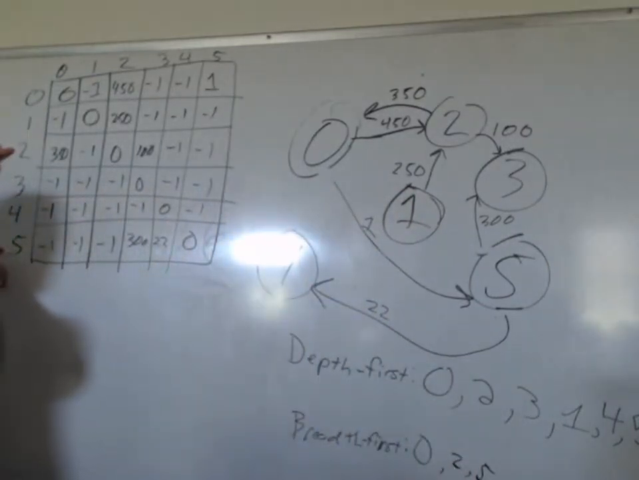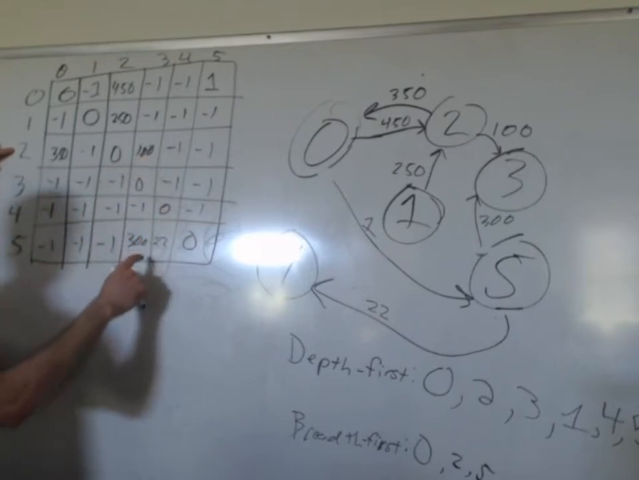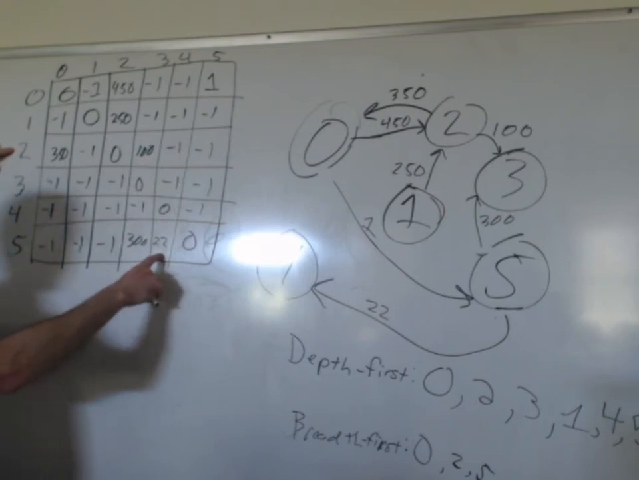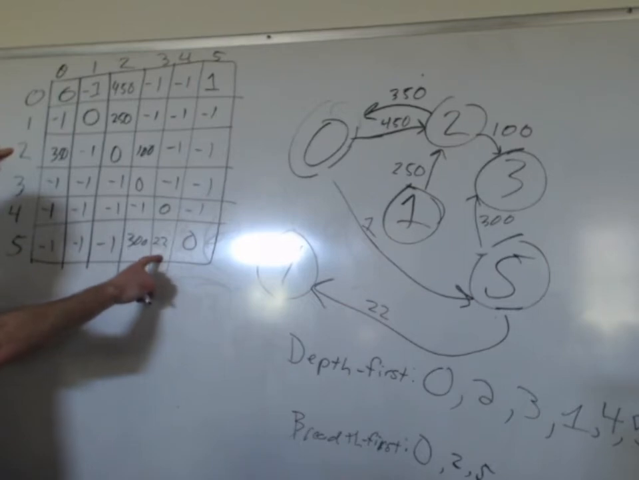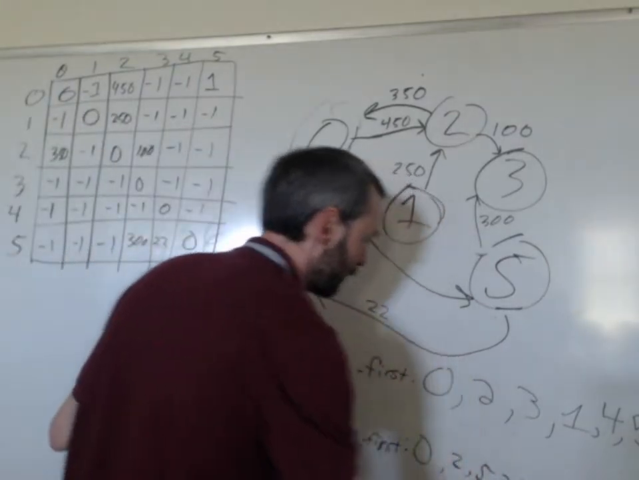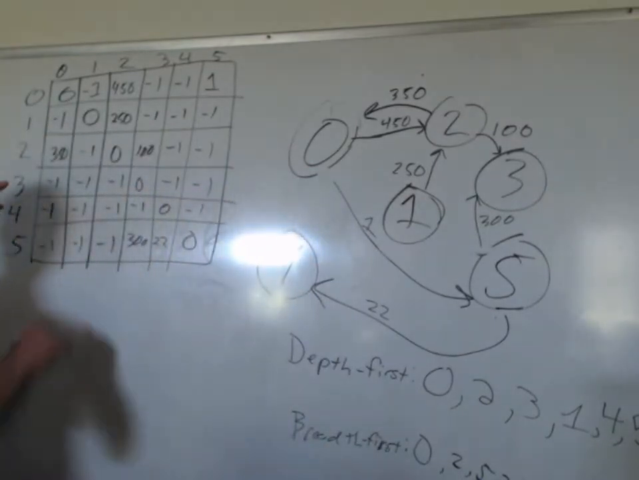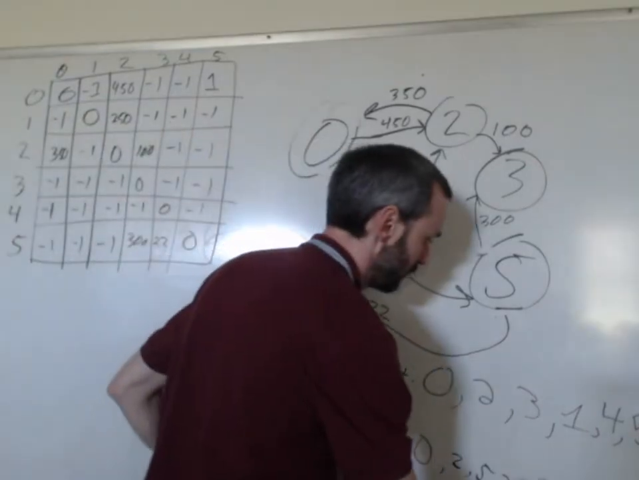What are all the elements we can visit from 2 and 5? We can visit 0, 3, and 4. Which of those have we not visited yet? 3 and 4, right? So we're going to visit 3 and 4. Now we're going to look at 3 and 4. Well, we can't visit anything, so we're done. Have we visited all the nodes? All except for 1. So we're going to go back and visit 1.